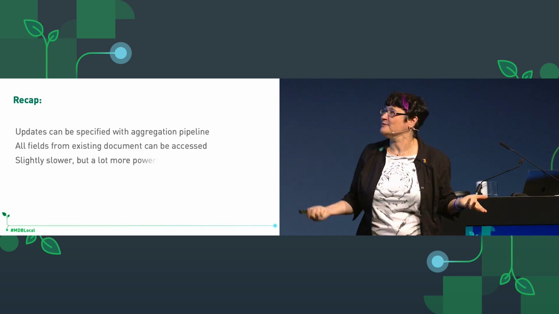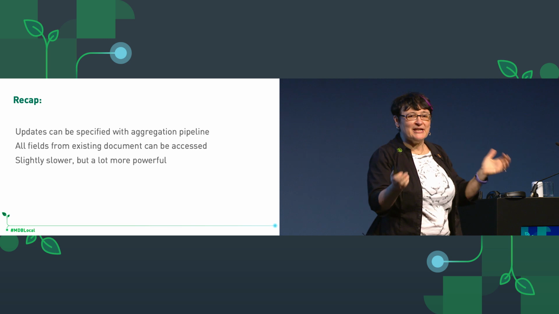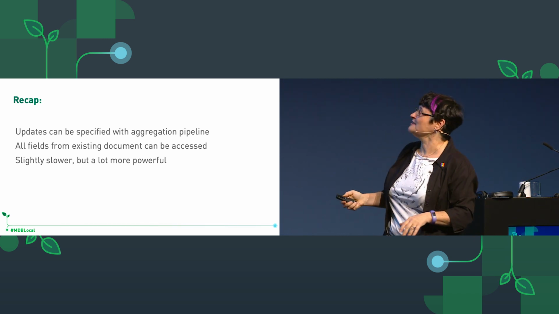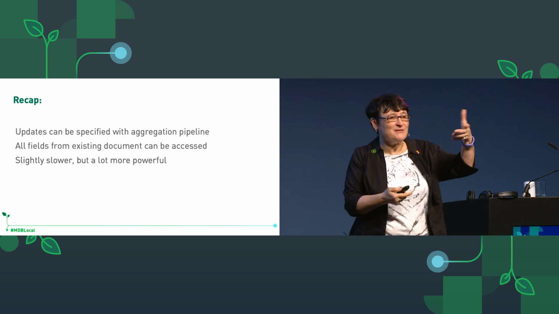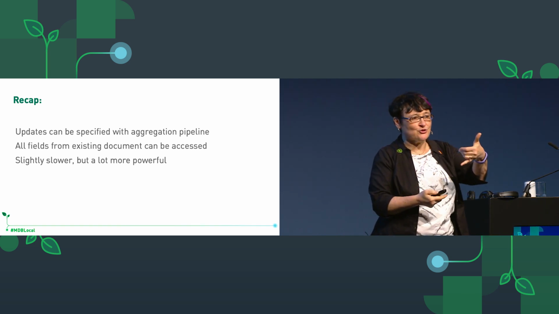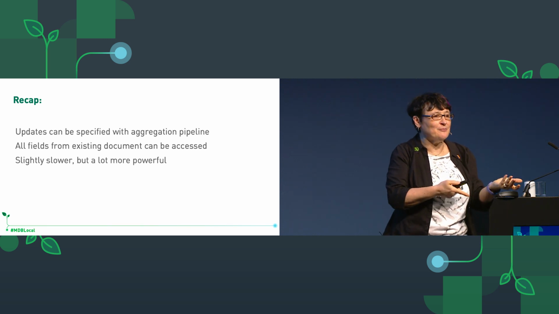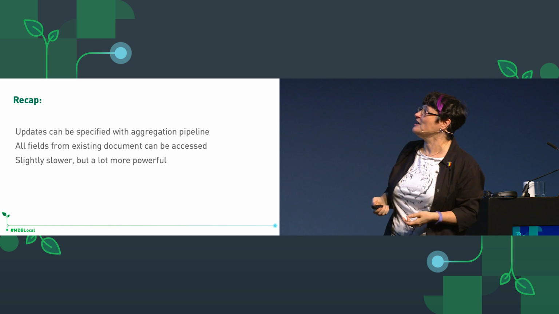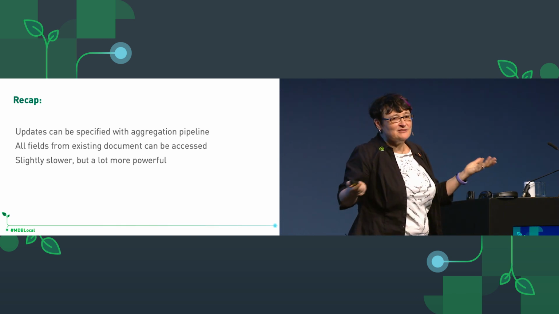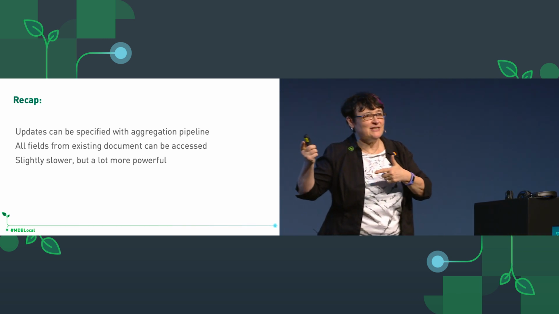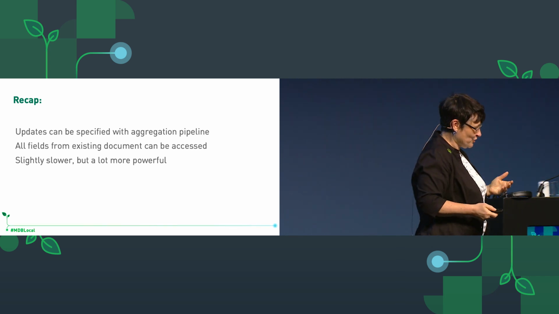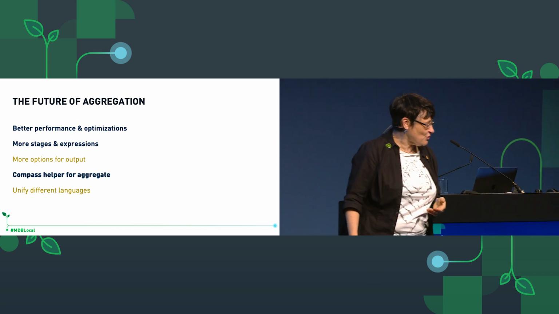So as a recap, updates can be specified with an aggregation pipeline, but if you use the old syntax, it'll work perfectly. All of the fields from the existing current document, the one that you're transforming, can be accessed. This is the really powerful part of it, and this is the part that was never available before. Now it's going to be slightly slower, but if there's something you need to do that you couldn't do before, you can do it with this now. That's pretty powerful in my book. All right, so that's cool.